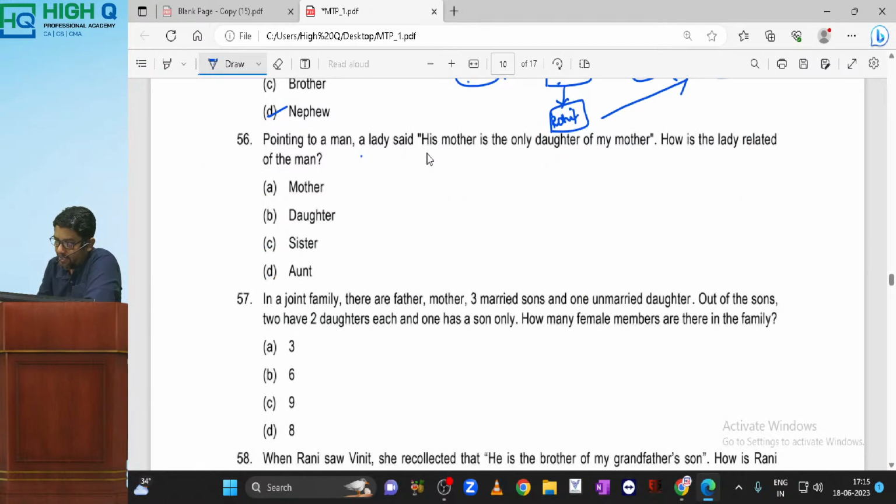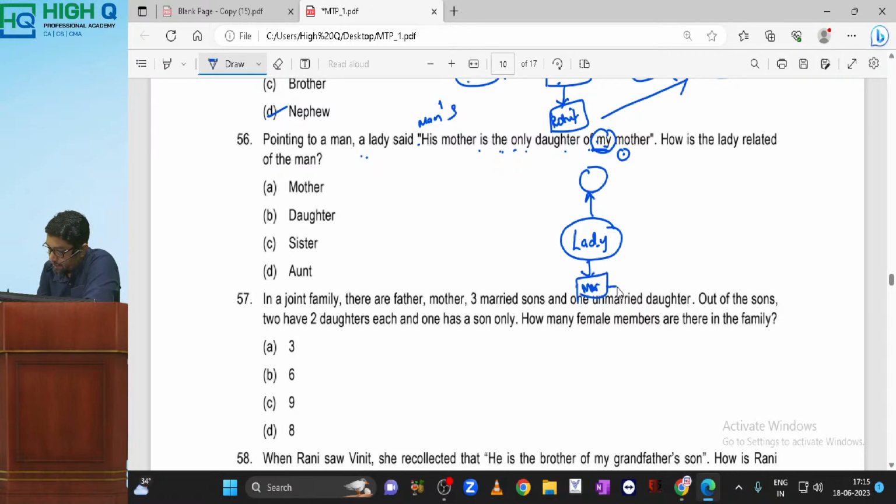Pointing to a man, a lady said, his mother is the only daughter of my mother. That is, that man's mother is the only daughter of my mother. I told you already, my indicates that lady. From there I need to start. The lady has got a mother. The only daughter is again that lady only. His mother is the only daughter. That means that man is here. Now read it. That man's mother is the only daughter of my mother. How is the lady related to the man? Mother.